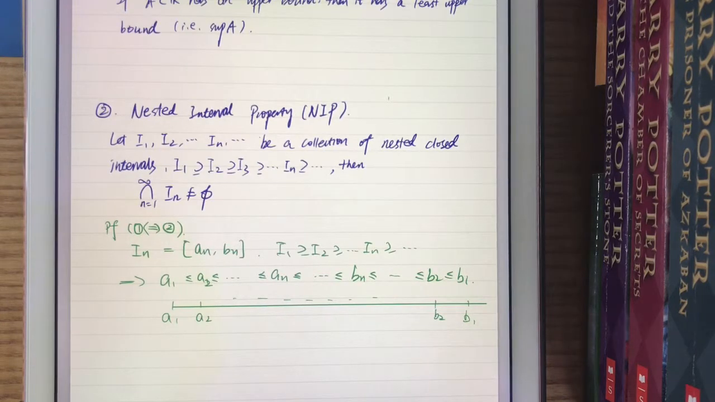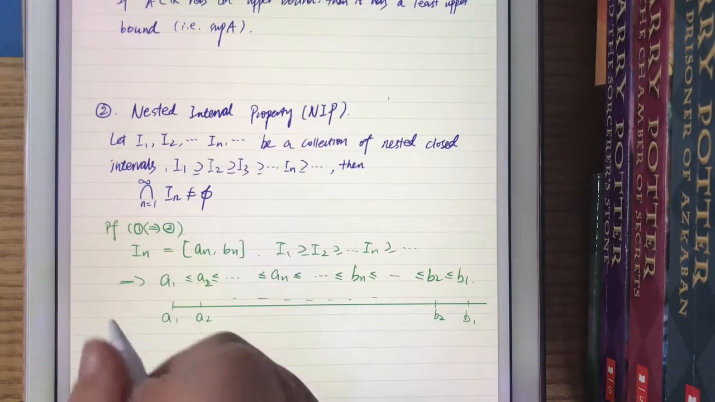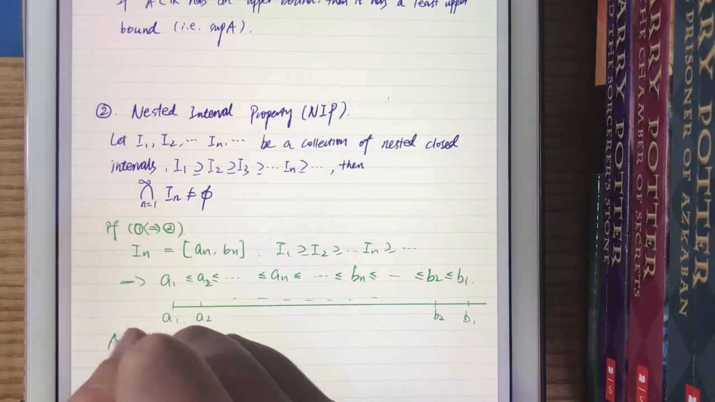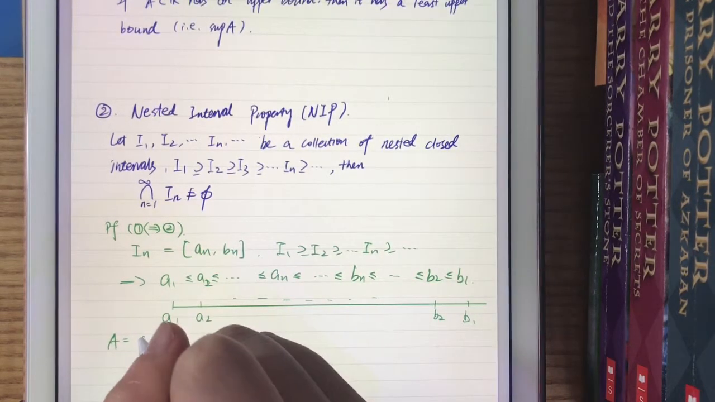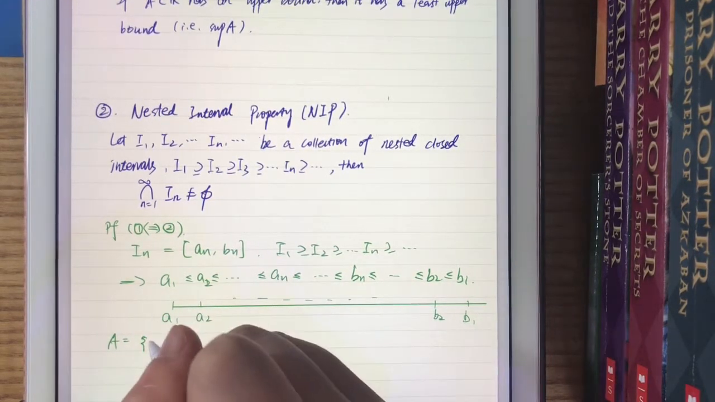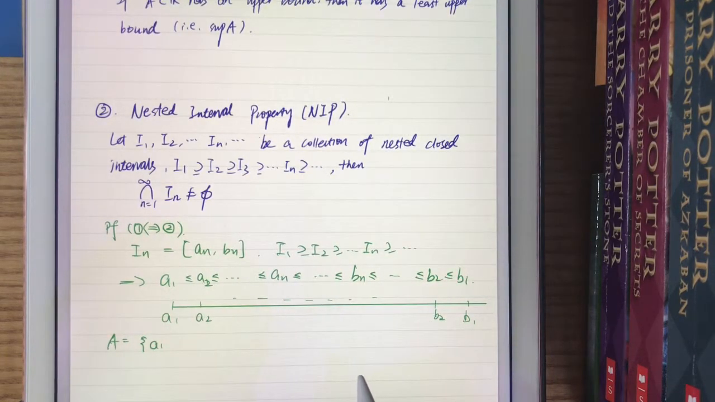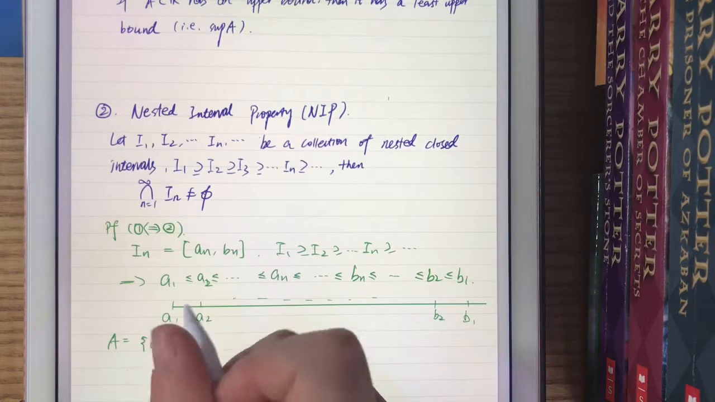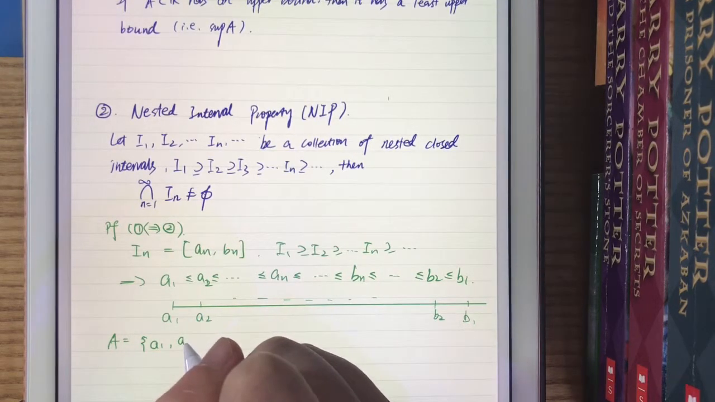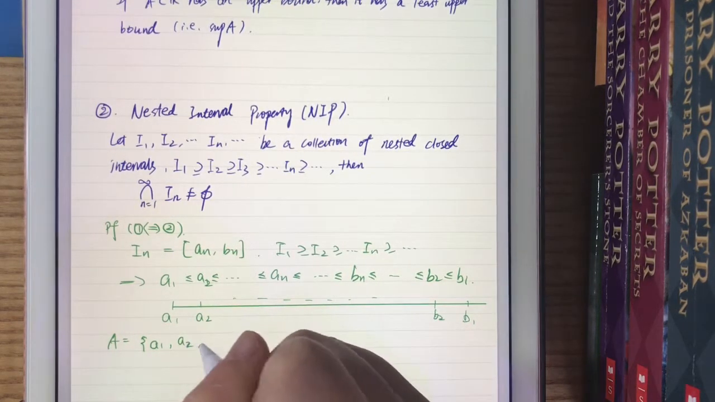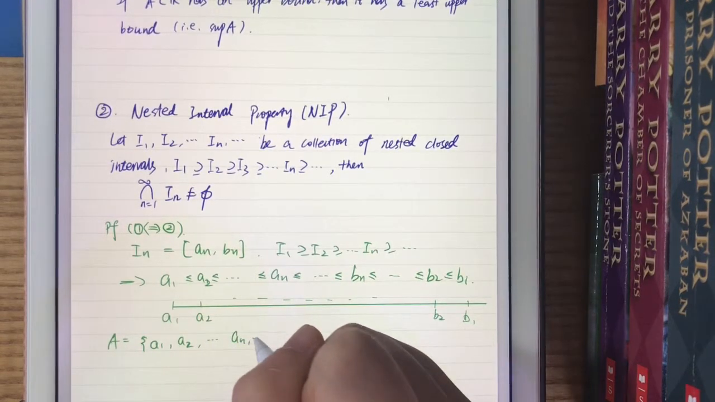And well, let's first consider the set A, the set where all its elements are the lower bound of each interval In. So it's A1, A2, An.